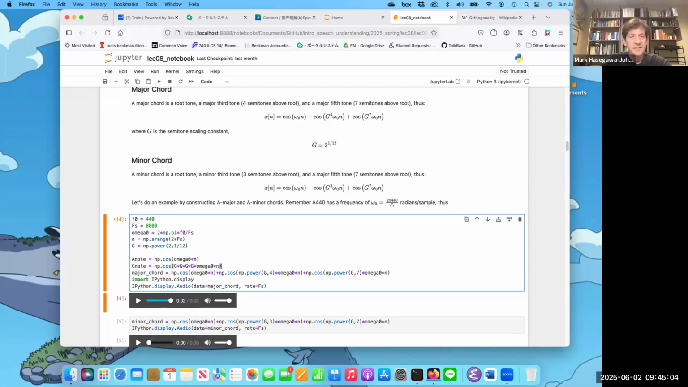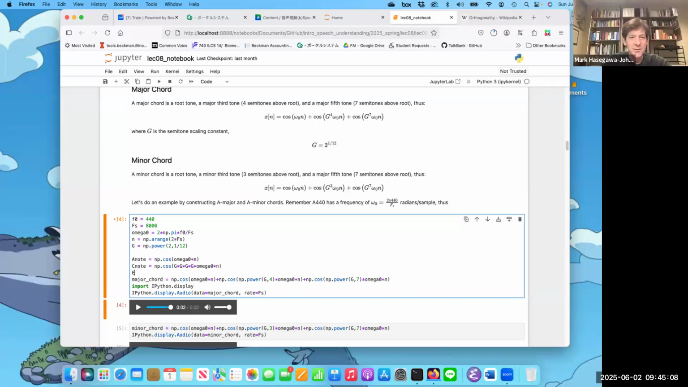And then finally, an A major chord is A, C, and E. So the E note will be the cosine of G to the 7th times omega naught times n. So that's 7 half steps up. And then the major chord will be the A note plus the C note plus the E note.